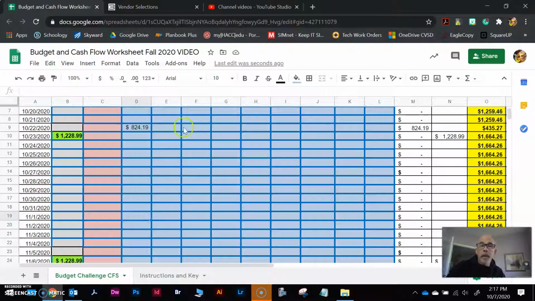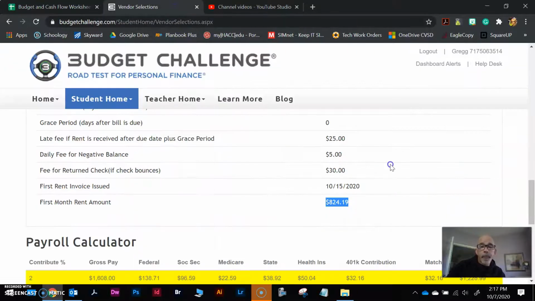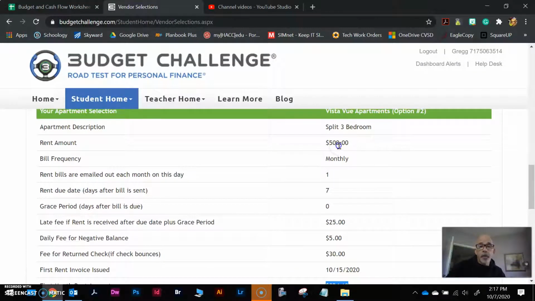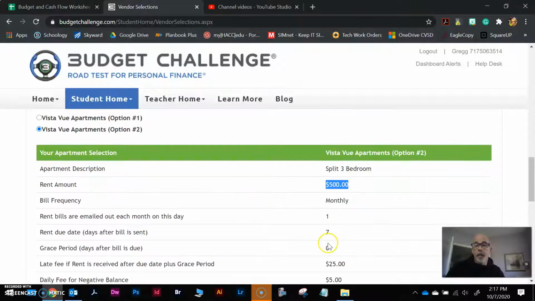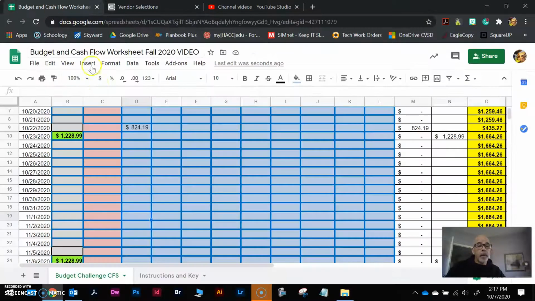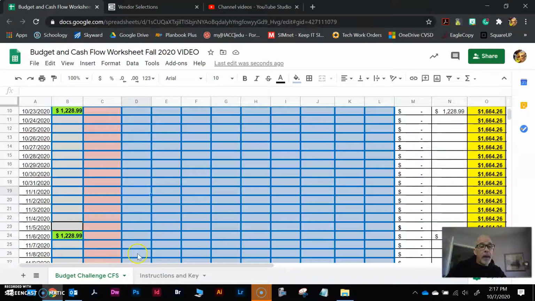Now, what's my normal rent payment going to be? Well, again, I chose the split 3-bedroom. My amount's $500. Again, if you chose a different option, this is going to be different. The dates will be the same, but the amount will be different. Like I said, when we went through the vendor selections, it didn't really matter. Just understand the ramifications or the consequences of choosing one over the other. So now I'm going to plot out, all right, on November 8th down here, I'm going to plug in $500.